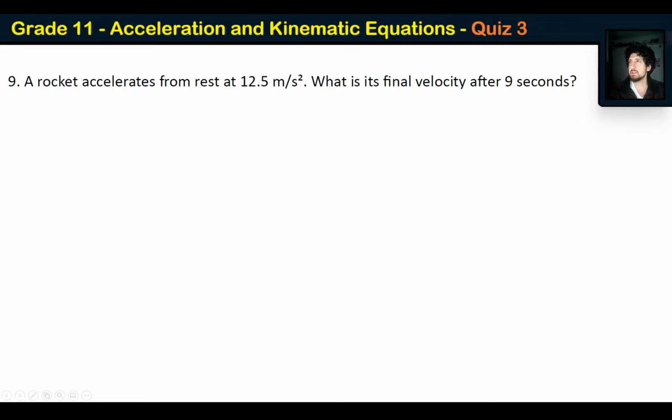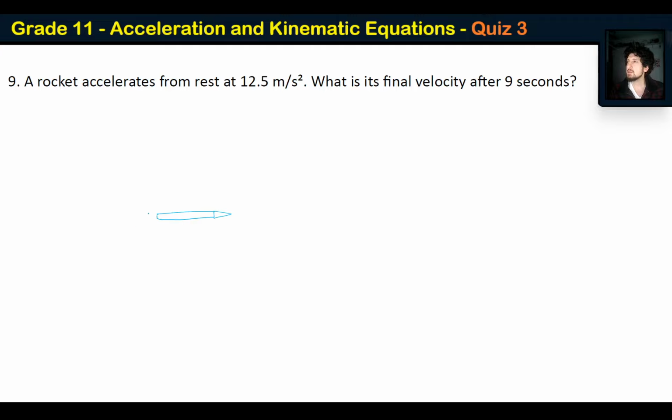A rocket accelerates from rest at 12.5 meters per second squared. What is the final velocity after 9 seconds? Interesting question. Now, I don't really like this question. The reason I don't like this question is it doesn't say if the rocket is going upwards or if it's going sideways. So I'm just going to assume it's going sideways because it just makes it slightly easier to work out.